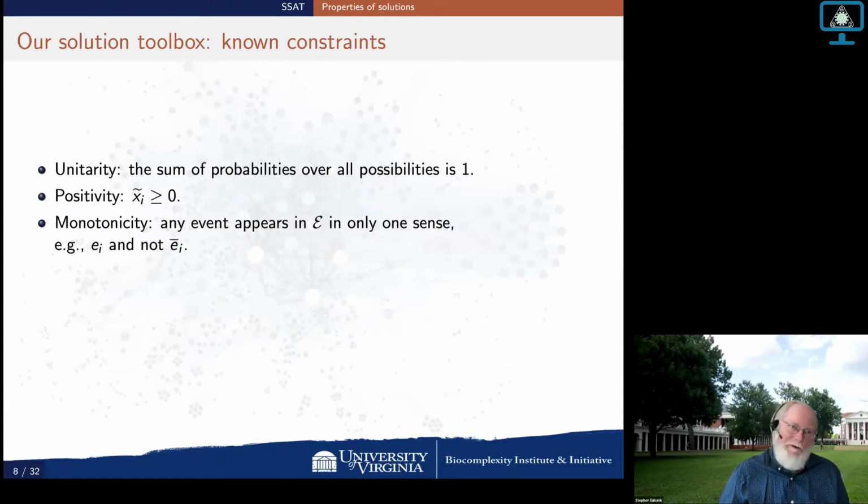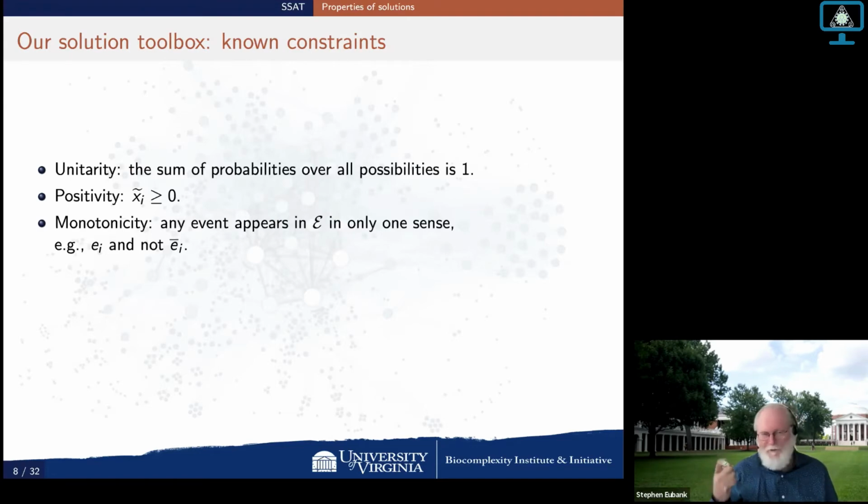So here's the problem we want to solve. What do we have in our toolbox to solve it? Not very much, but we'll see how powerful these things can be. We've got unitarity, which is a fancy way of saying that the probabilities are correctly normalized, so the sum of the probabilities over all the possible ways that things can turn out has to be 1. The probabilities are non-negative. And I'm going to add one more constraint, which is monotonicity. In the satisfiability world, that means the expression contains events with only one sense. If the positive sense that the event happened appears in the expression, then the negative sense that it didn't happen does not appear, and vice versa.